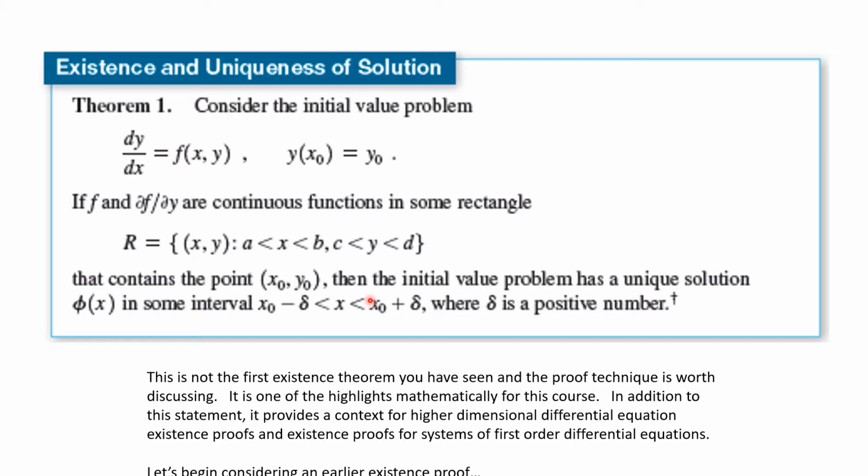Then the initial value problem up here, and notice that (x0, y0) was inside the rectangle, has a unique solution in some interval, and this is the interval of validity. It is actually about x0, and it goes from x0 minus delta to x0 plus delta, where delta is a positive number.